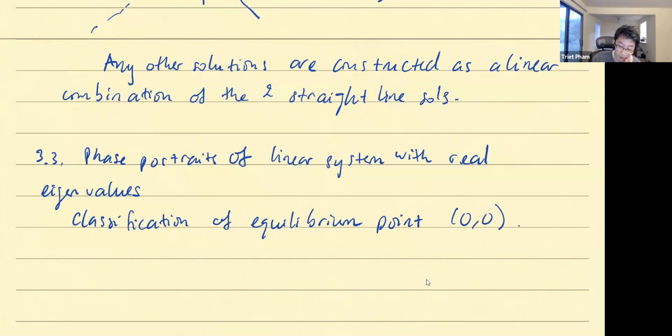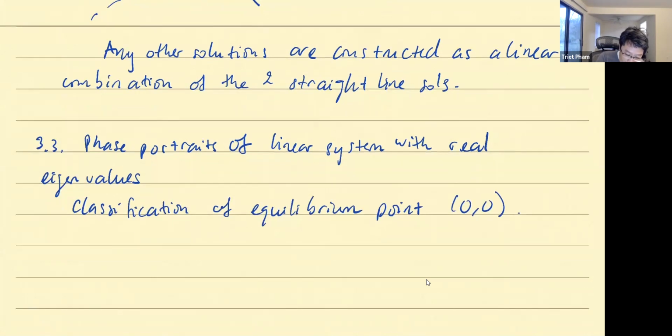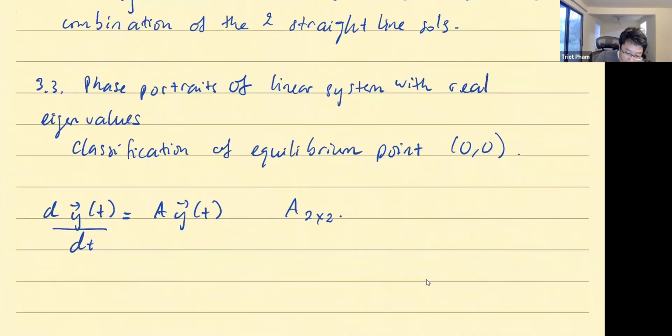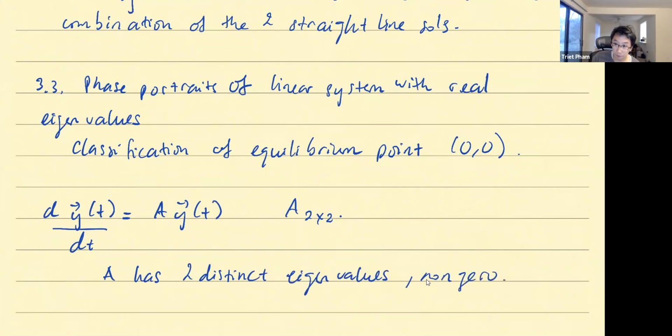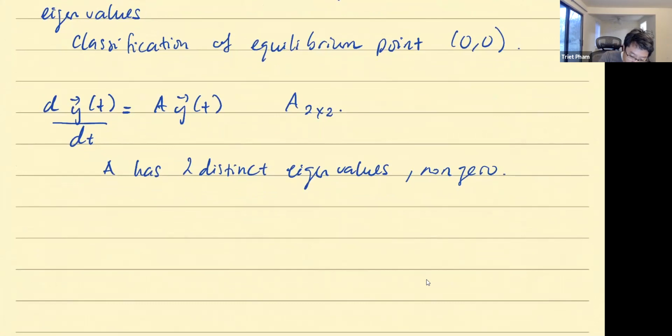Okay, so let me explain. The context is still dy/dt equals A times y, where A is a 2 by 2 matrix. We still assume that A has two distinct eigenvalues that are non-zero. And so what happens is the solution, as we mentioned, is a combination of two straight line solutions in this language.